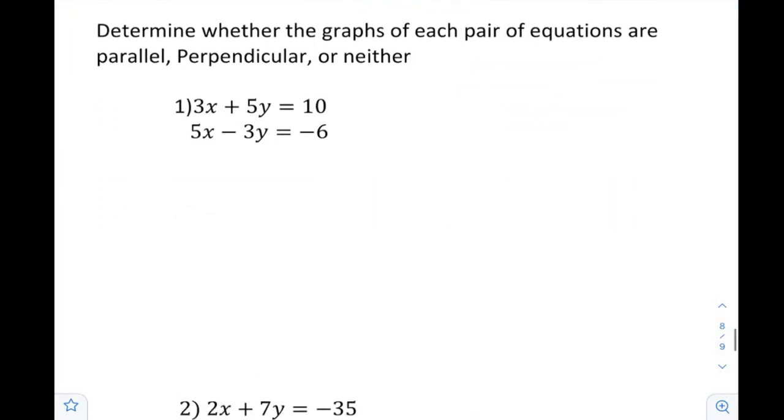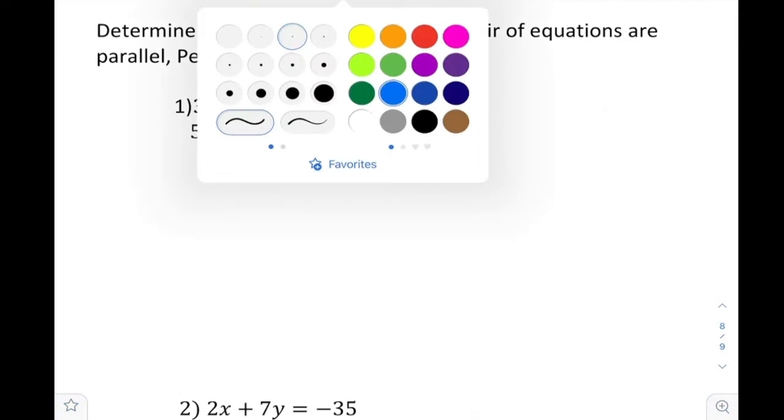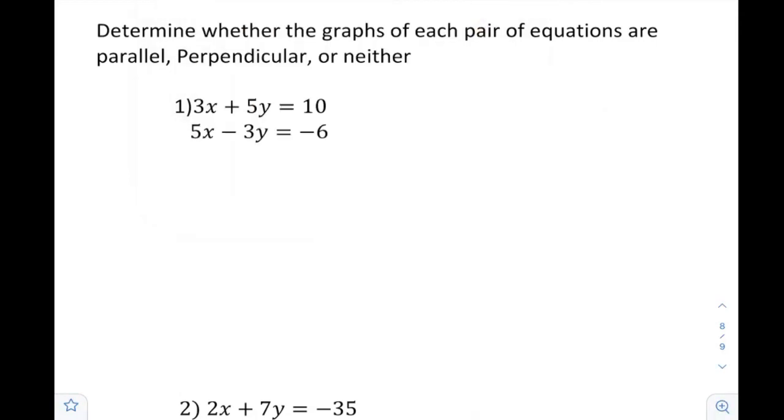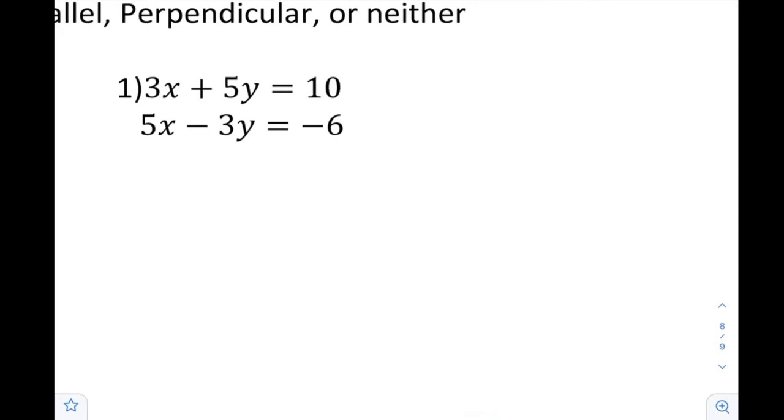Now, determine whether the graphs of each pair of equations are parallel, perpendicular, or neither. To do that, we need to have the equation written in slope-intercept form to determine the slope. So let's rewrite it, solve for y. Let's take our time here. This is equation 1 and equation 2.